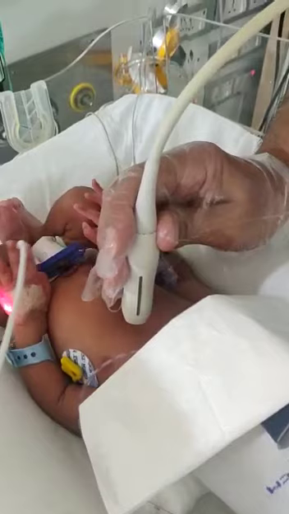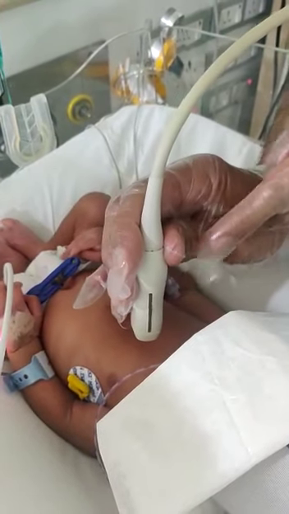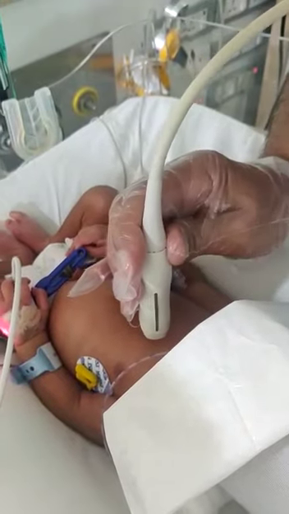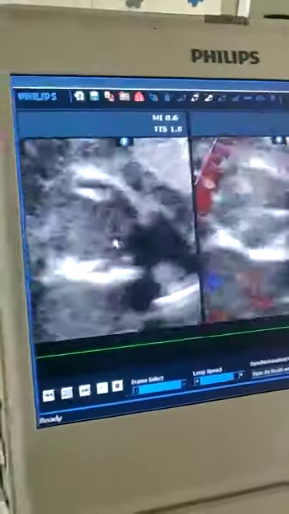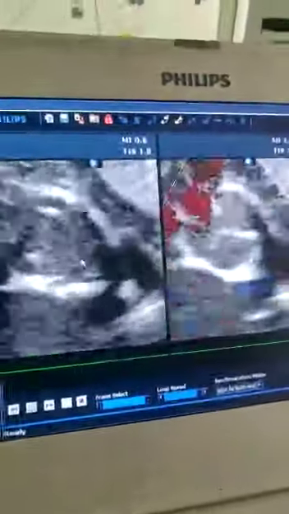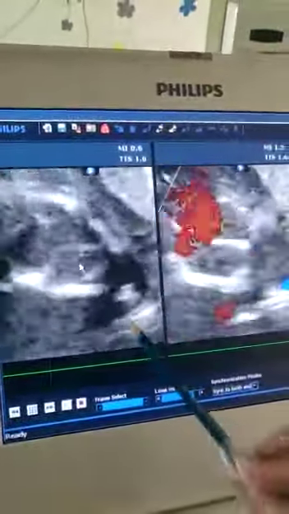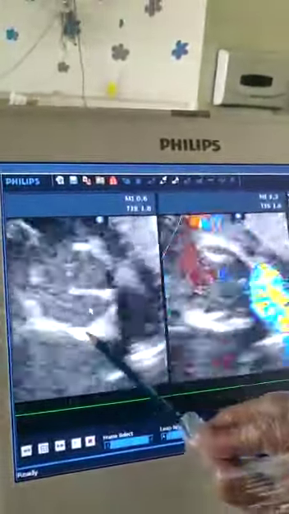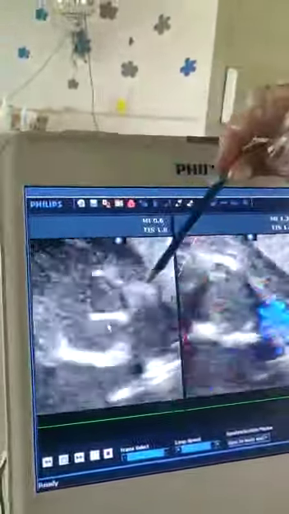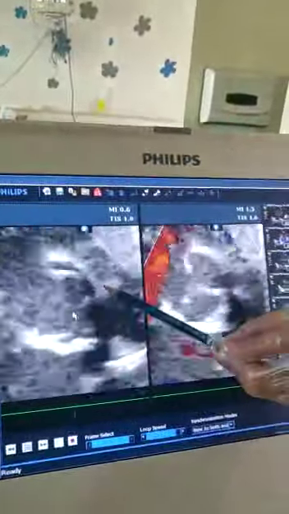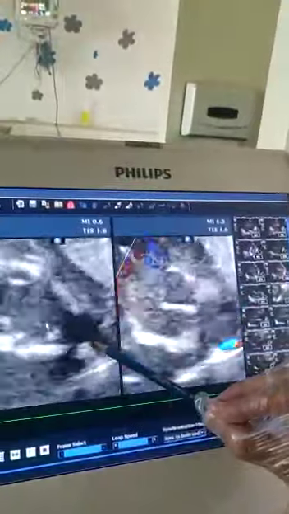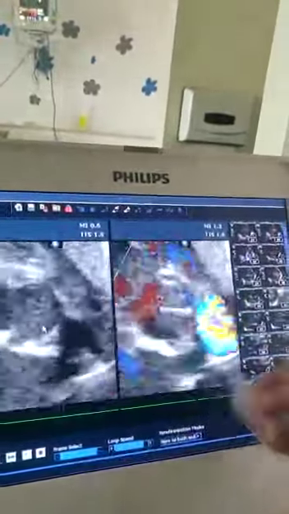This is the short axis view, where the probe is kept in the left second intercostal space, with the marker facing the left shoulder joint. Images on parasternal short axis. This is a 2D moving image, and here you appreciate the aorta in the center, and the pulmonary trunk here, and the valve is stenosed. You can appreciate even the right pulmonary artery, left pulmonary artery, and the ductus arteriosus.